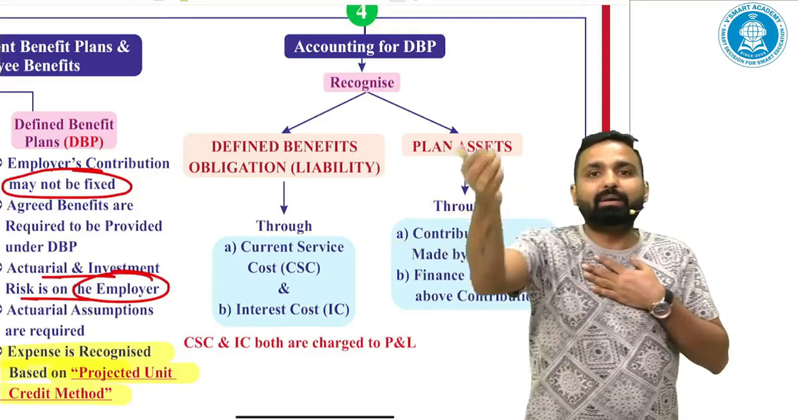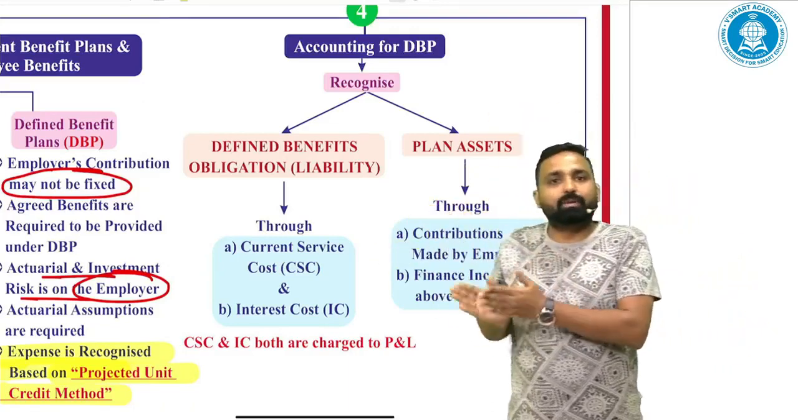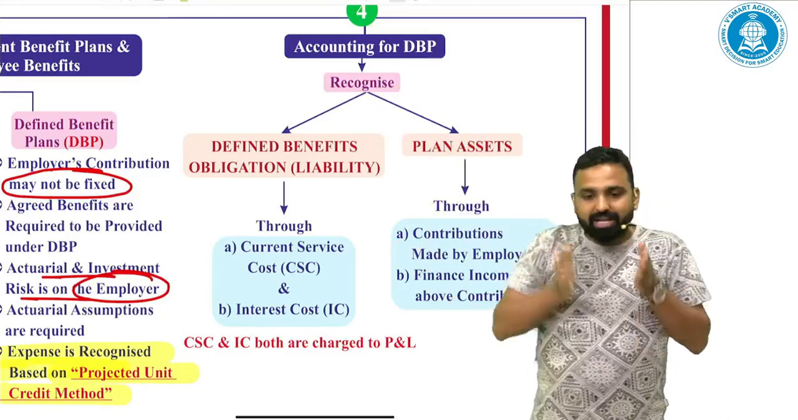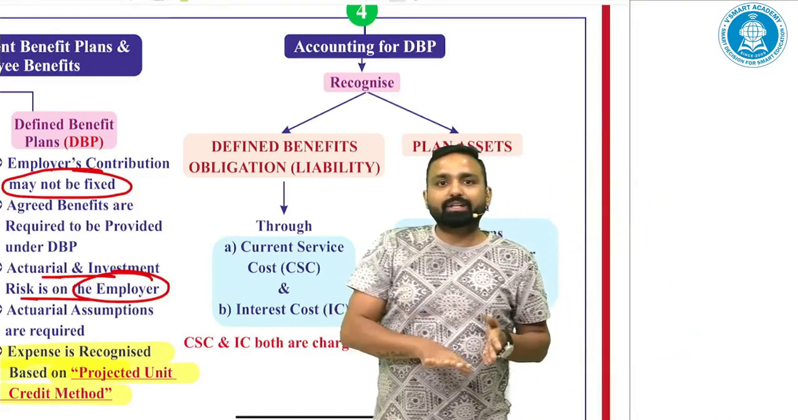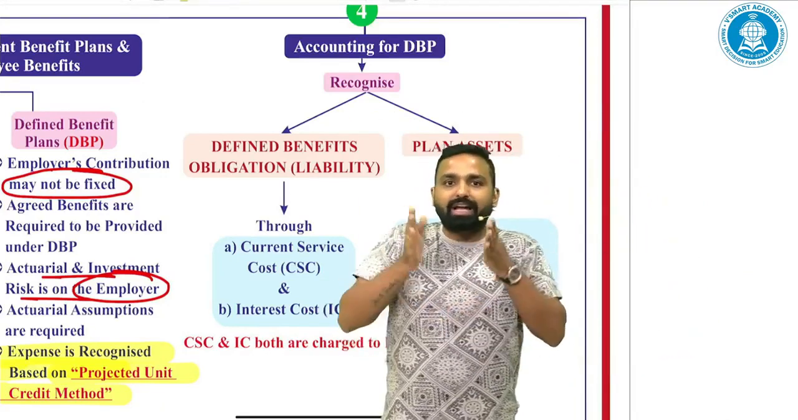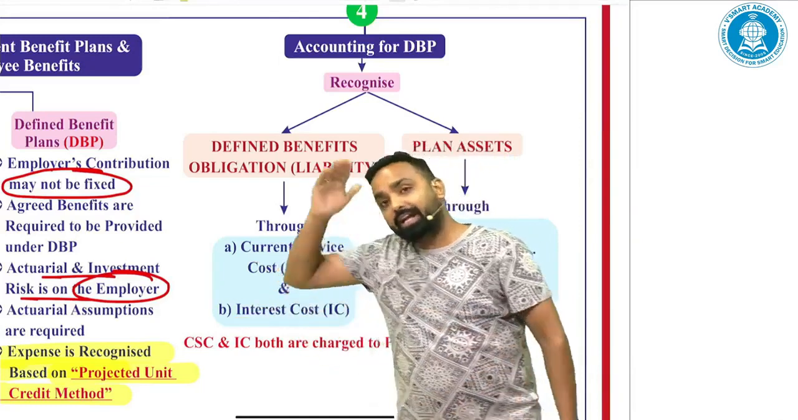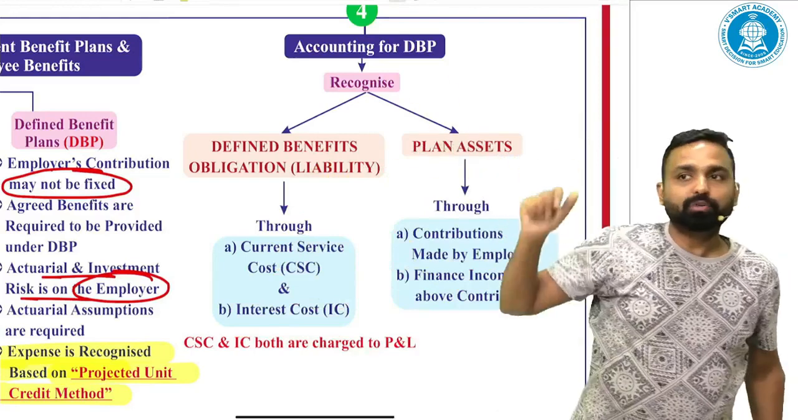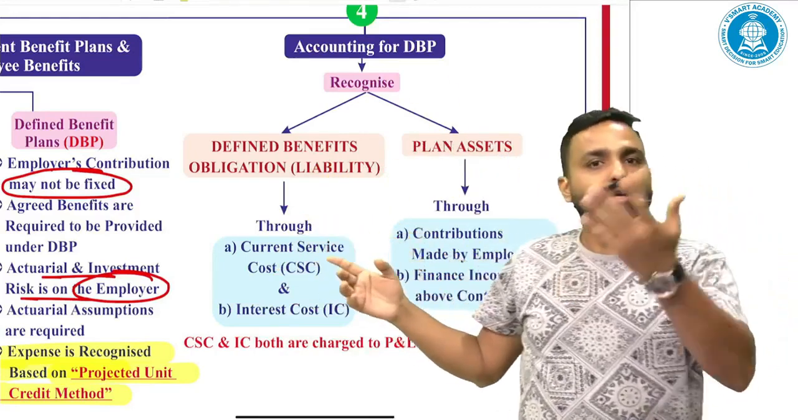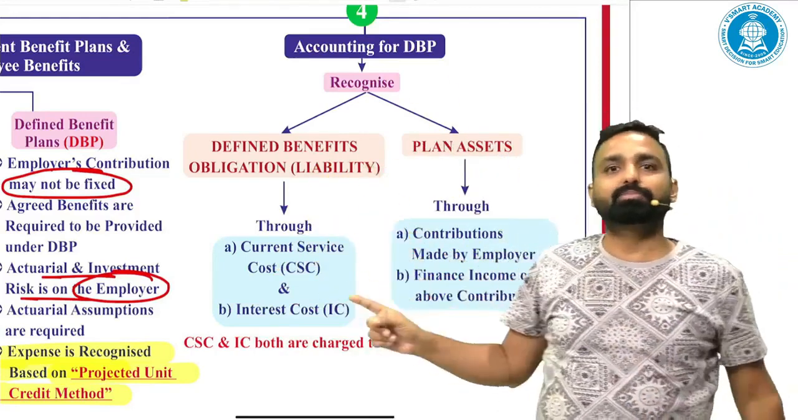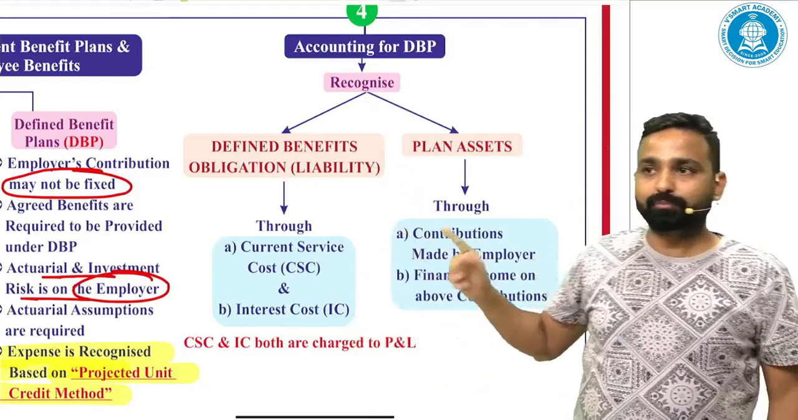Because you are giving me the first year's service, the proportionate amount of the final bonus amount I have to book as a liability. Again, the second year is over, you have given me the service, I have to book the second year's liability, third year liability, fourth year liability, fifth year liability, and after the fifth year I will pay you. So why am I creating the liability? Because you are giving me the service, the amount has been accrued.